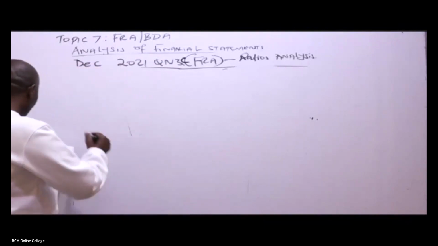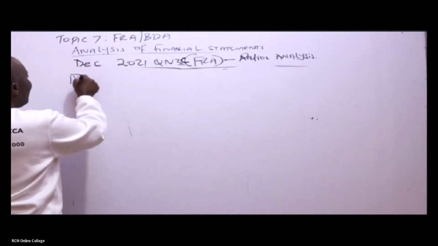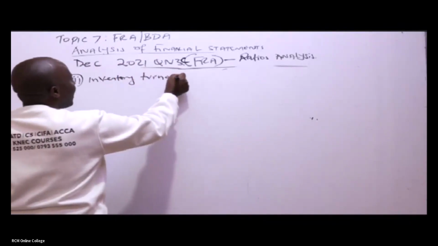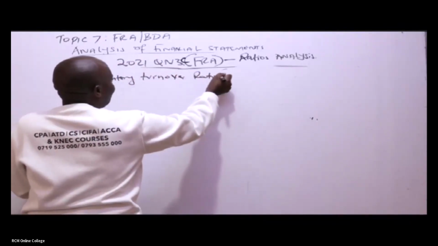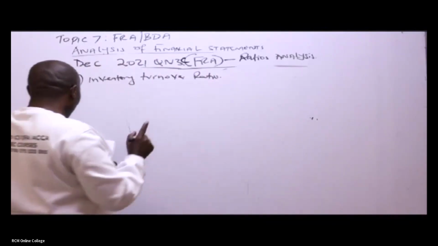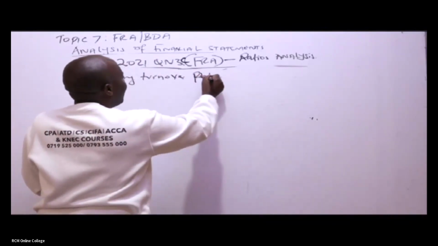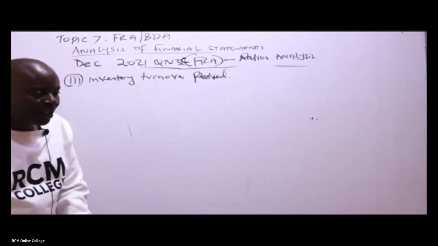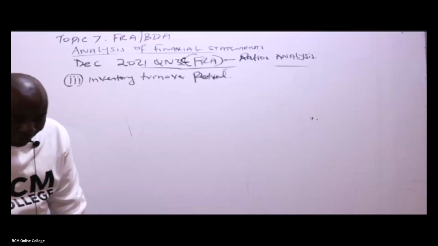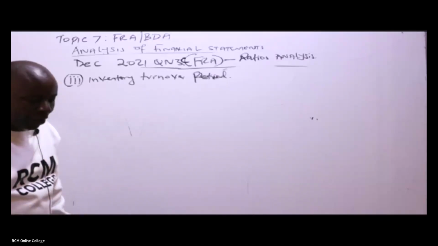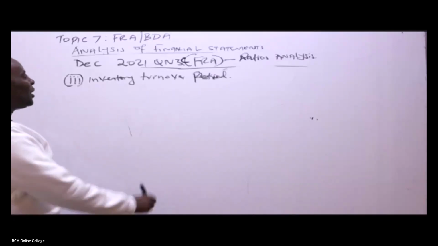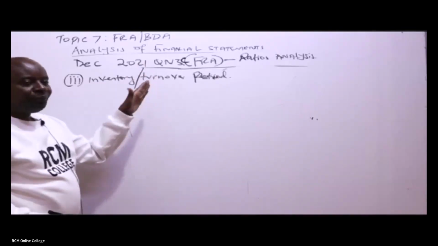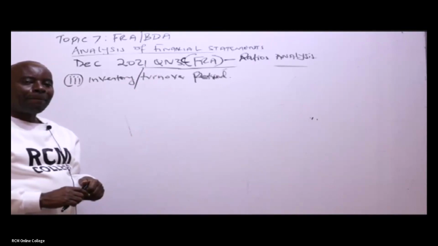The next one, number 3, they are talking about inventory turnover. Inventory turnover ratio. Inventory, no, not ratio, period. Very, very different. So this is normally how I remember the formula for inventory turnover. So you see here, there is like an over. Inventory over turnover.